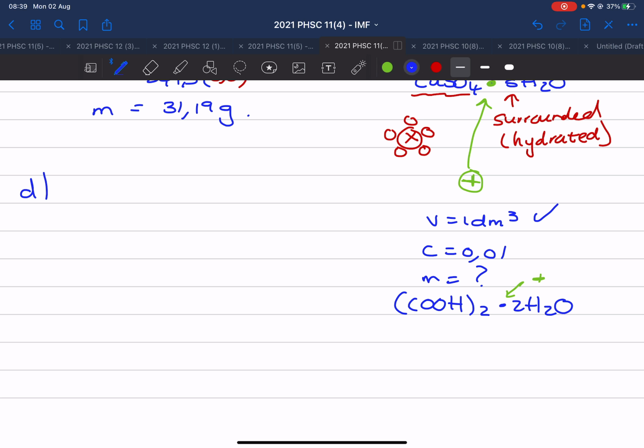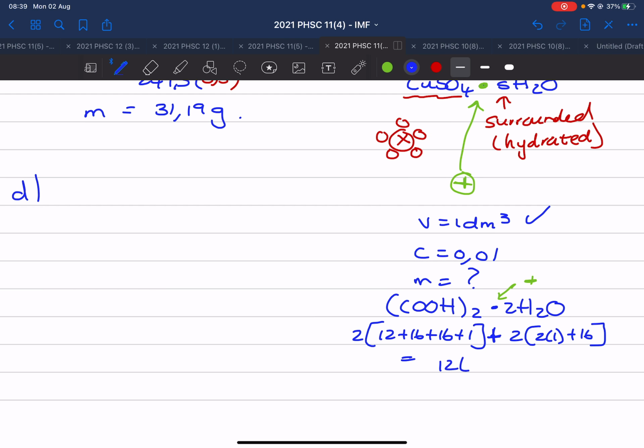So if we calculate the molar mass, remember this 2 here means 2 times everything on the inside. So it's 2 times 12 plus 16 plus 16 plus 1 plus, 2 times 1 plus 16. So that is a big calculation that we must do. So it's 2 times, plus 1 plus 2 times. And you get 126 there.